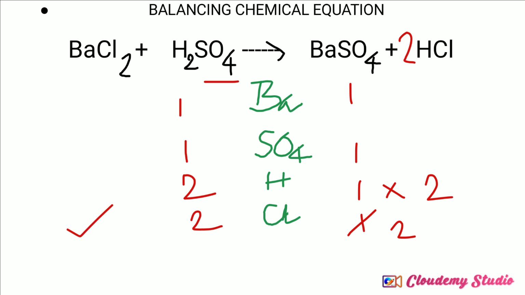So the balanced equation for the reaction is: 1 mole of barium chloride reacts with 1 mole of sulfuric acid. As a result, 1 mole of barium sulfate and 2 moles of hydrochloric acid are obtained.